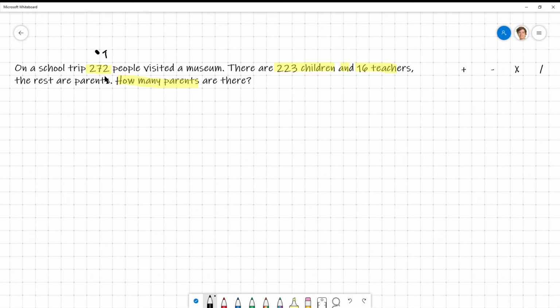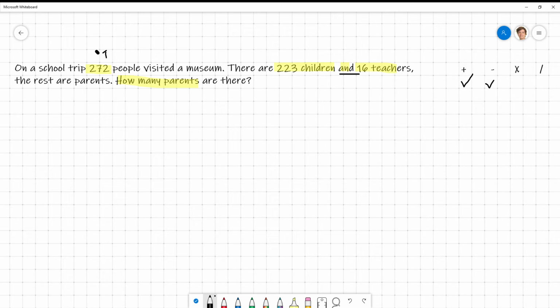So there's definitely going to be some addition. So I'm going to need to add up these to find out how many children and teachers there are. So I'm going to give my plus a little tick. Thinking about how to find out the answer, you're going to have to find out a smaller total here, and then you're going to have to find the difference between that and the main total. So to find that difference, it must be subtraction. So I'm going to put a little tick next to subtraction as well.